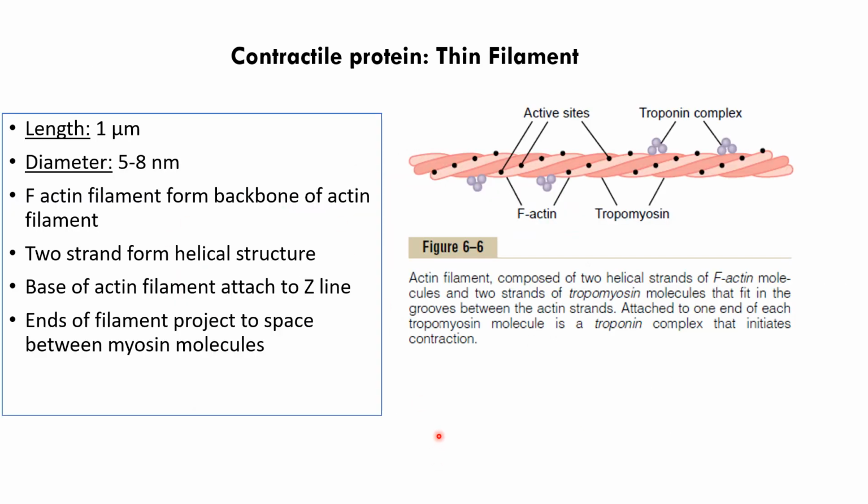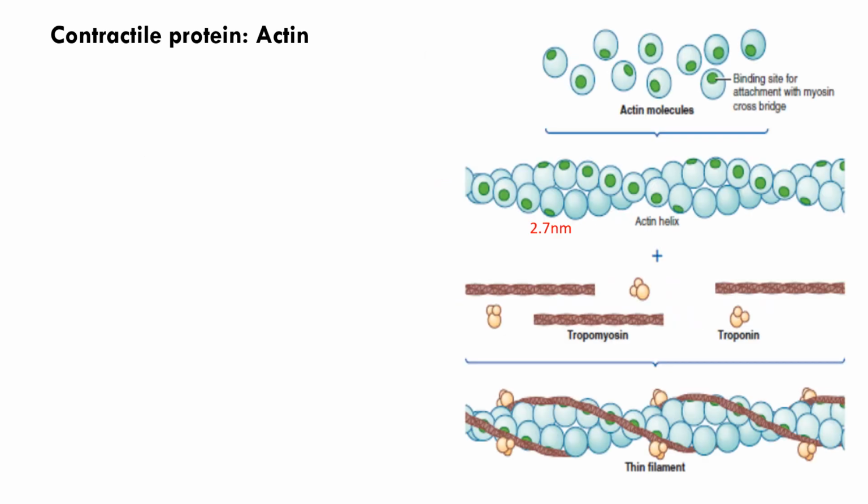Then the next contractile protein is the thin filament, which has a length of 1 micrometer. The F filament, as you can see in this diagram, is a helical structure which forms the backbone of the actin. The base is attached to the Z line, whereas the end projects between the space which is present between the myosin molecules.